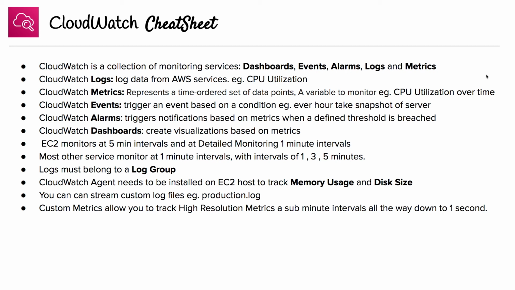And then the last thing is CloudWatch metrics allow you to track high resolution metrics so that you can have sub-minute intervals tracking all the way down to 1 second. So if you need something more granular, you can only do that through CloudWatch metrics. So there you go. That's the CloudWatch cheat sheet.